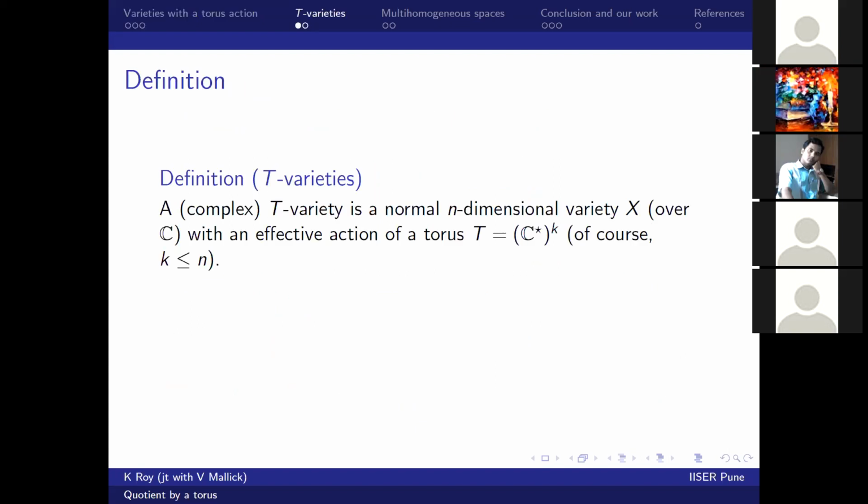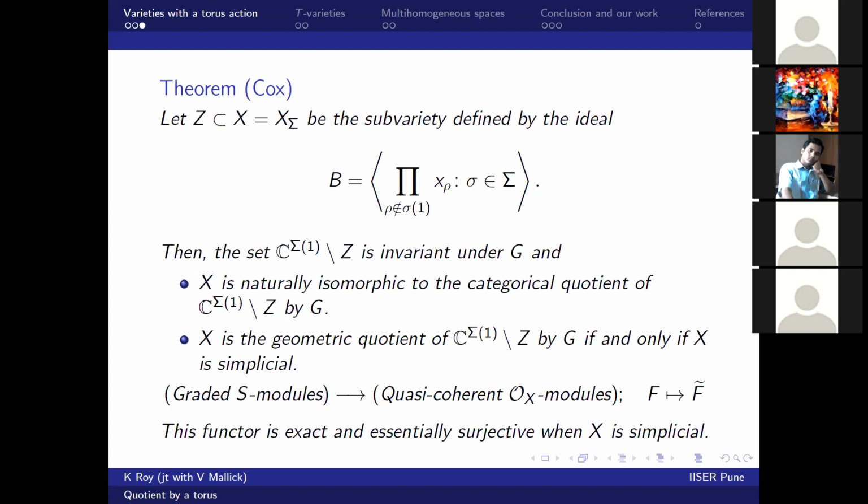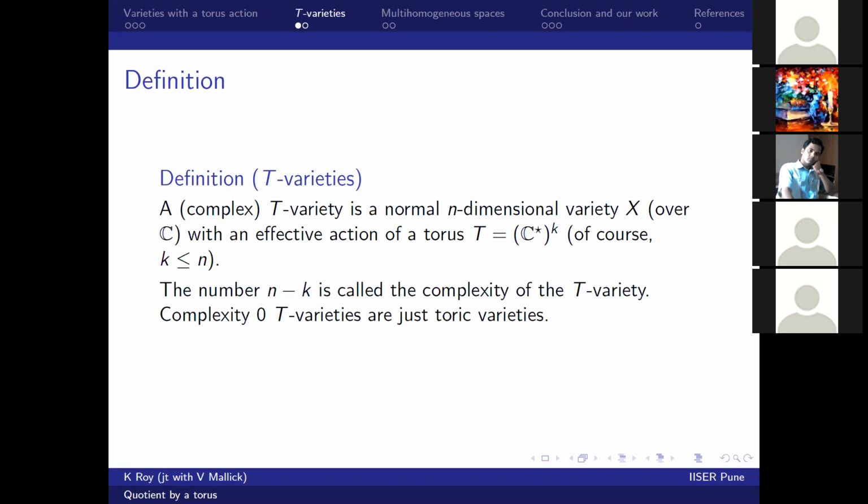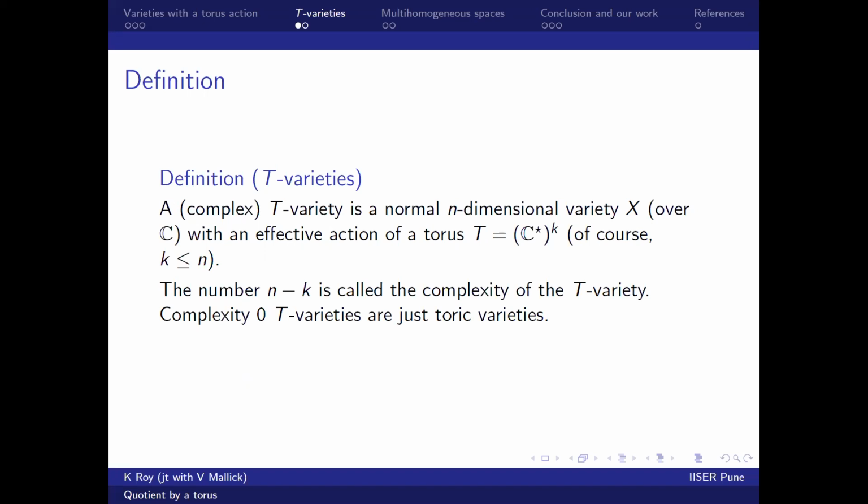And next, moving to the next part, we define T-varieties. In toric varieties, a torus acts on the variety, and the dimension of the torus is the same as the dimension of the variety. So generalizing this idea, we have T-varieties. These are varieties with an effective torus action, and the dimension of the variety and the dimension of the torus may not be the same. The action being effective means that the dimension of the torus has to be less than or equal to the dimension of the variety, and we call the difference the complexity of the T-variety. And as you can see, zero complexity T-varieties are toric varieties.